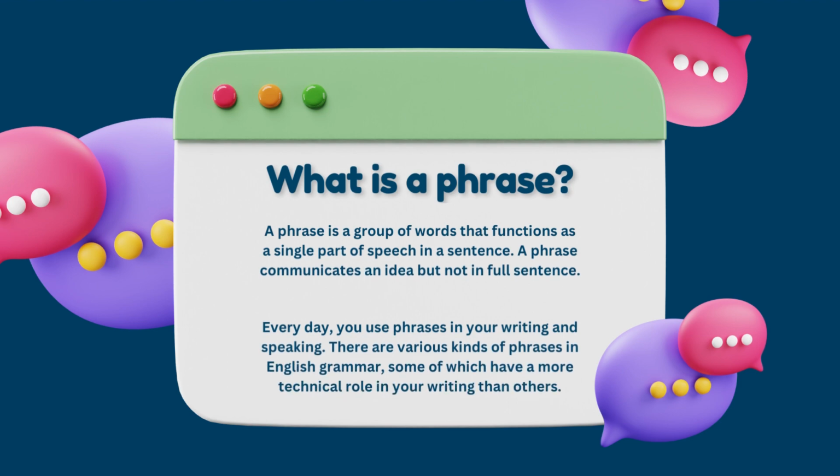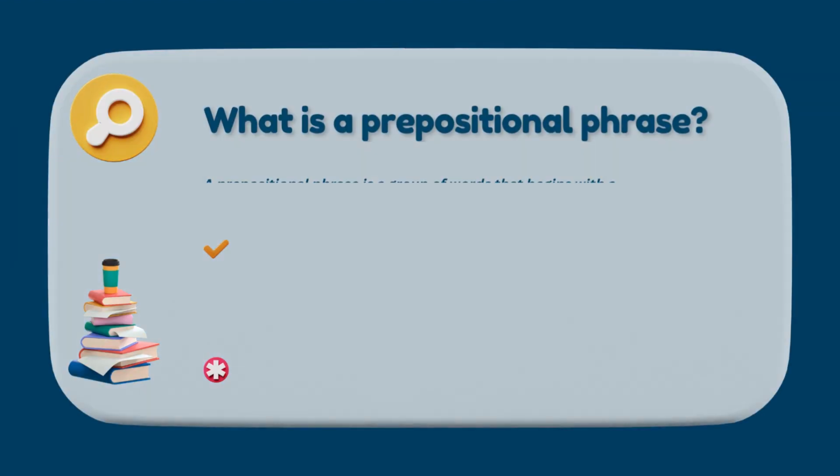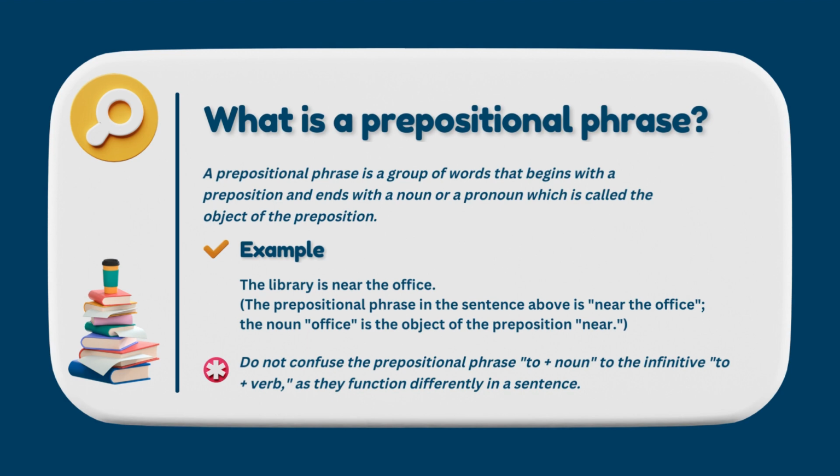So first, let's recall phrases. What is a phrase? A phrase is a group of words that functions as a single part of speech in a sentence. A phrase communicates an idea, but not in a full sentence. Every day, you use phrases in your writing and speaking. There are various kinds of phrases in English grammar, some of which have a more technical role in your writing than others. What is a prepositional phrase?